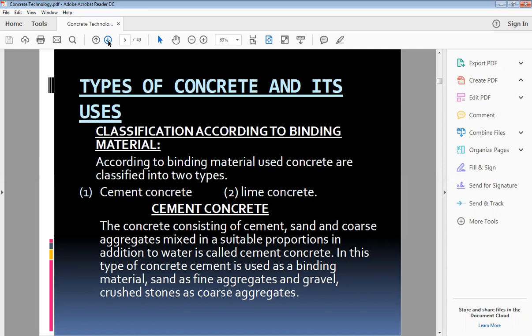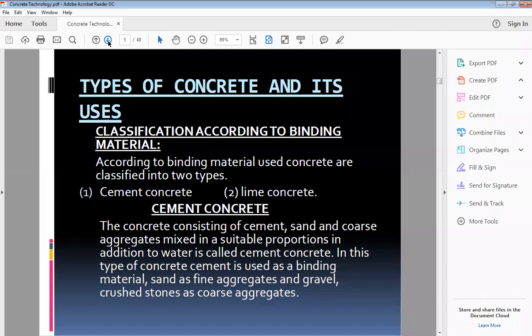In cement concrete, what will be the components? Cement, sand, and coarse aggregate mixed in a suitable proportion. There are different types of aggregate. When we classify the aggregate, it goes into fine aggregate and coarse aggregate. Fine aggregate is also known as sand, and coarse aggregate is the aggregate which is greater than 4.75 mm size.